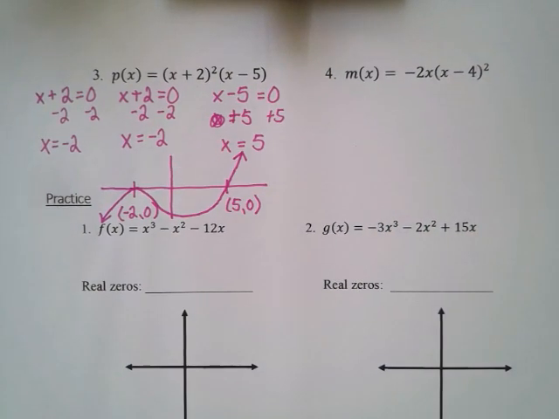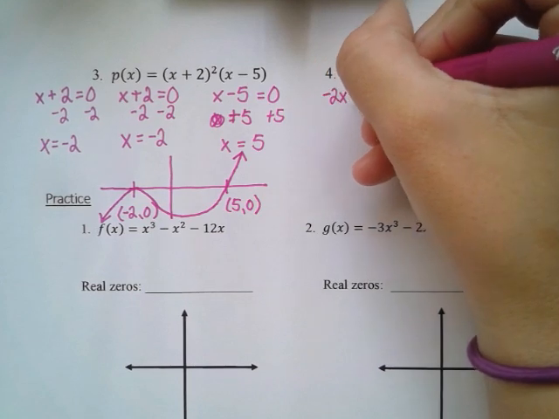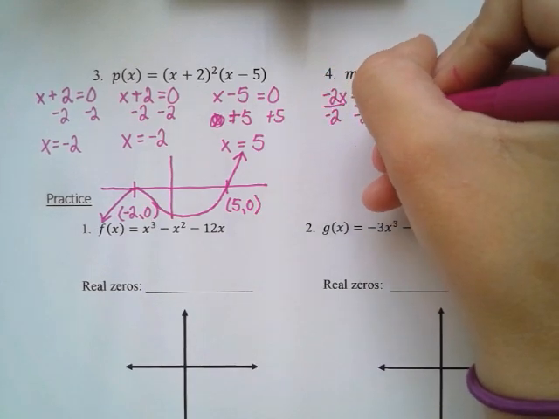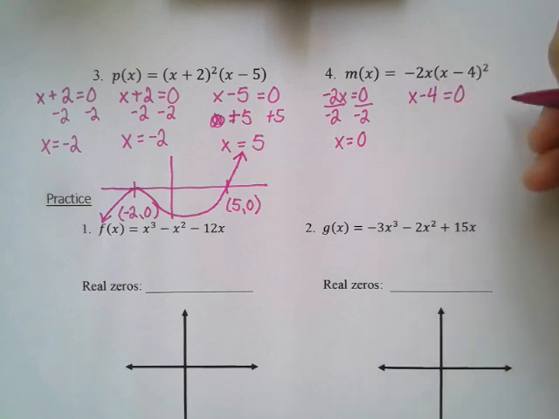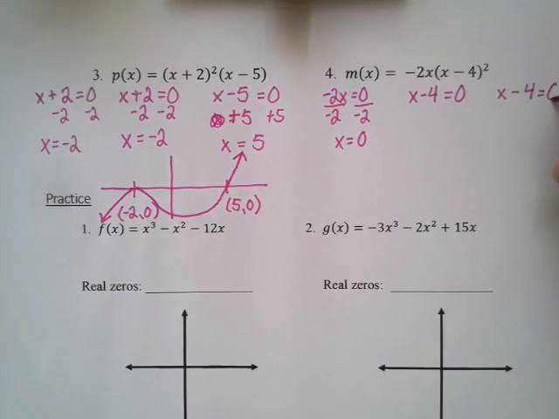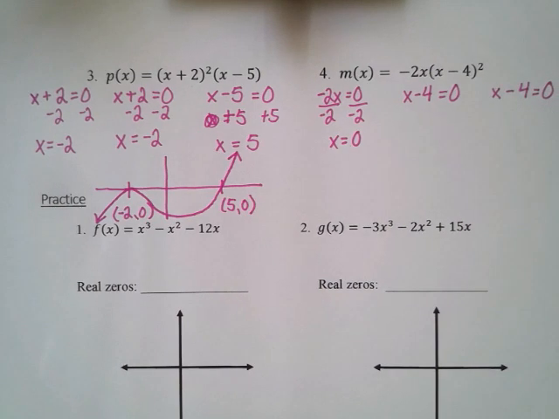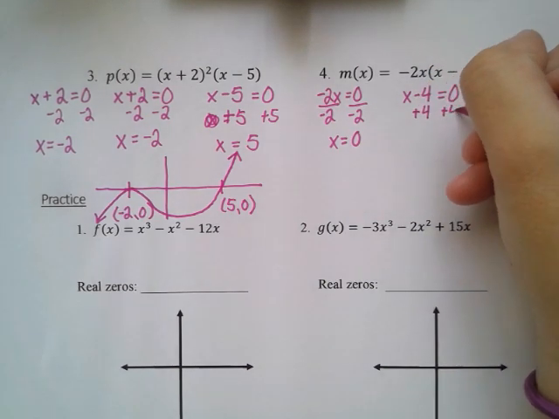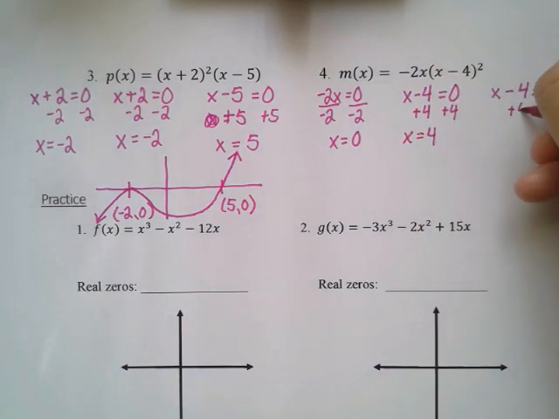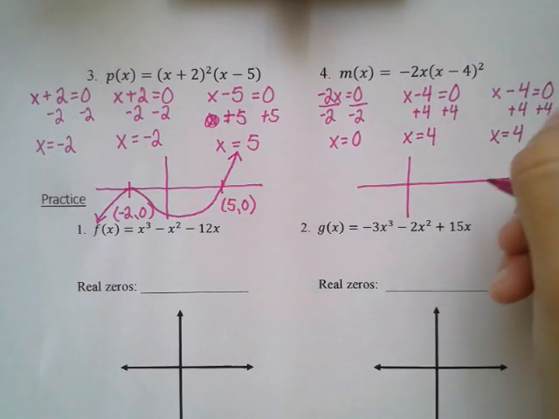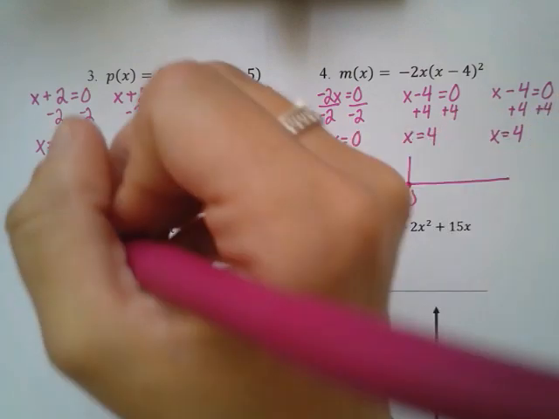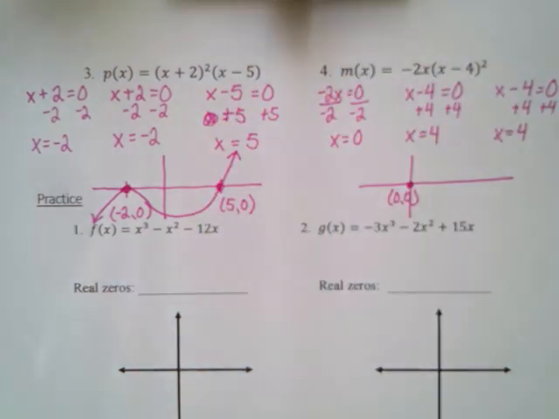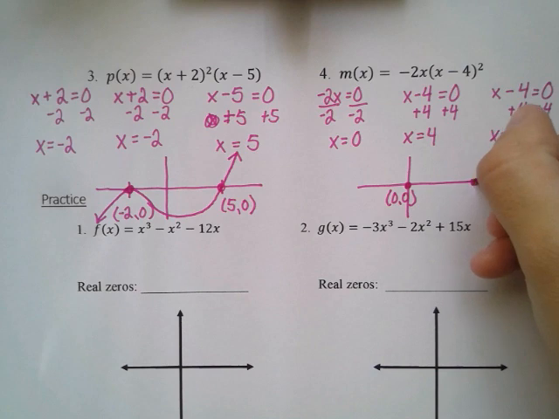We're going to do the same thing with number 4. I have negative 2x out front, and I divide each side by negative 2. So x equals 0. And then I have x minus 4 equals 0, and x minus 4 equals 0, because I have to write that twice since it's squared. To solve that, I'm going to add 4 to each side. So I have 0, 0. And I don't know why I used lines there instead of dots. And I have 4, 0.